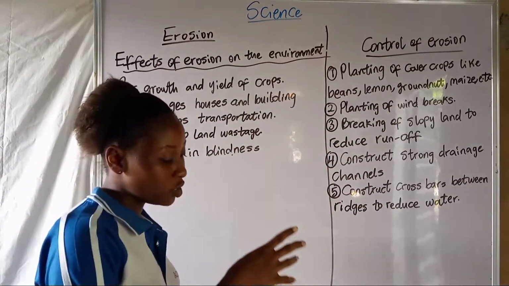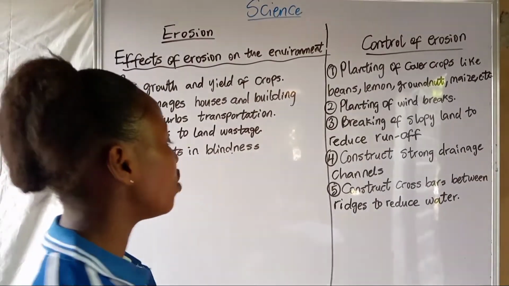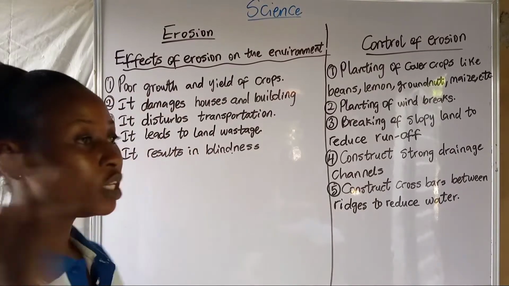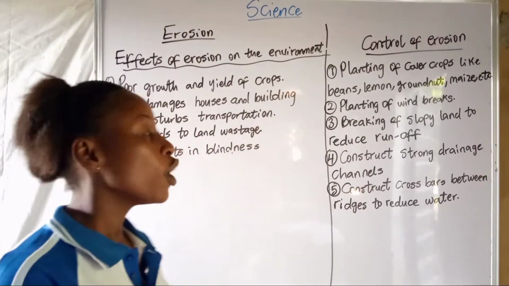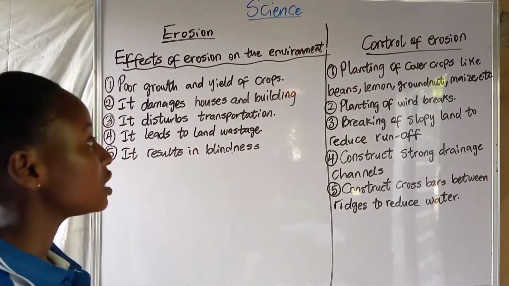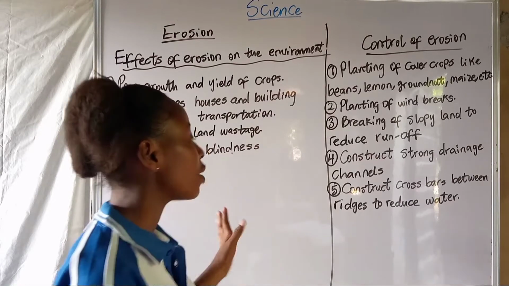Now, going still on erosion, we are going on to the control of erosion. How can we control erosion? We have discussed the causes, what causes erosion. We have discussed the effects, how it affects man and his environment. Now let's go to how we can control erosion. How can we stop it, or how can we prevent it?